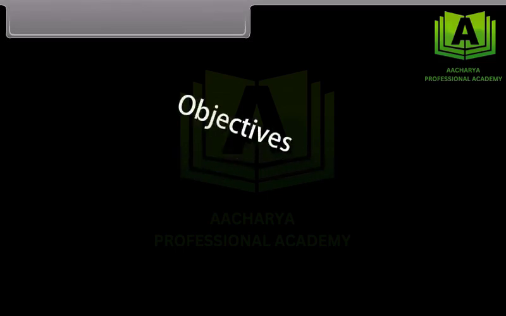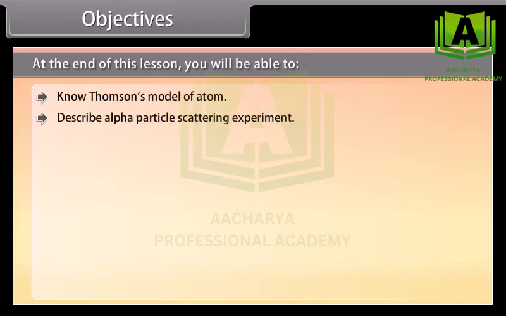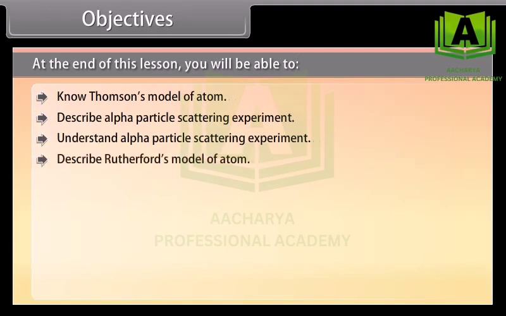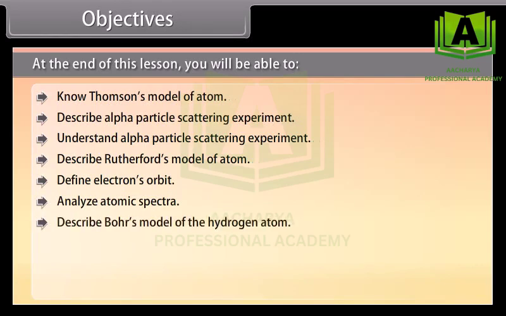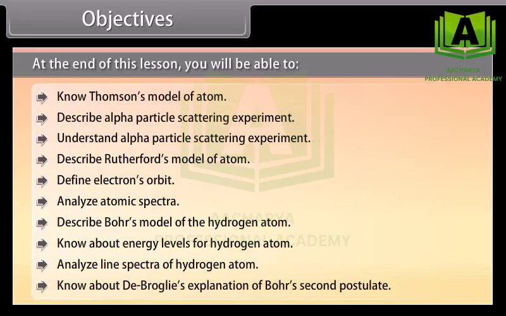Objectives. At the end of this lesson, you'll be able to know Thomson's model of atom, describe the alpha particle scattering experiment, understand the alpha particle scattering experiment, describe Rutherford's model of atom, define electron's orbit, analyze atomic spectra, describe Bohr's model of the hydrogen atom, know about energy levels of hydrogen atom, analyze line spectra of hydrogen atom, and know about de Broglie's explanation of Bohr's second postulate.